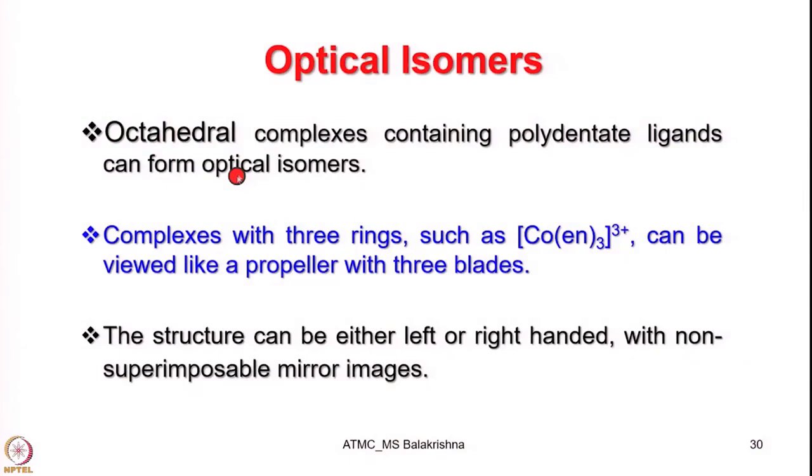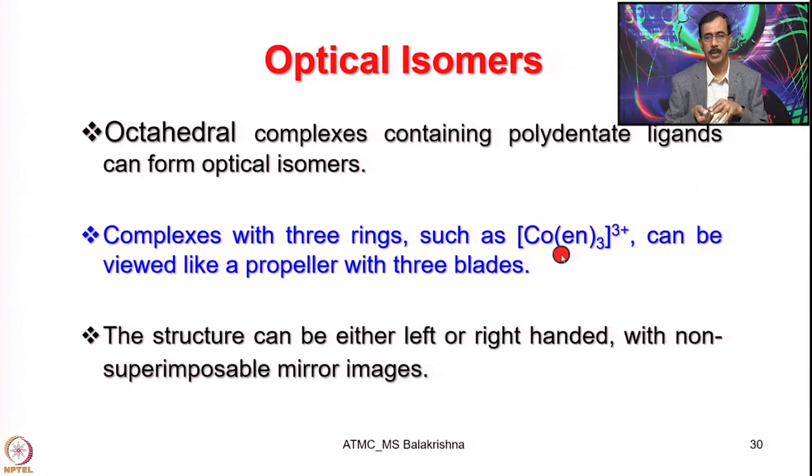And optical isomers: octahedral complexes containing polydentate ligands can also form optical isomers. Complexes with three rings, three bidentate ligands, for example, ethylenediamine. In this compound, three ethylenediamines are bound to cobalt, generating the tris(ethylenediamine)cobalt(III) compound. So it can be viewed like a propeller with three blades. The structure can be either left or right handed with non-superimposable mirror images.